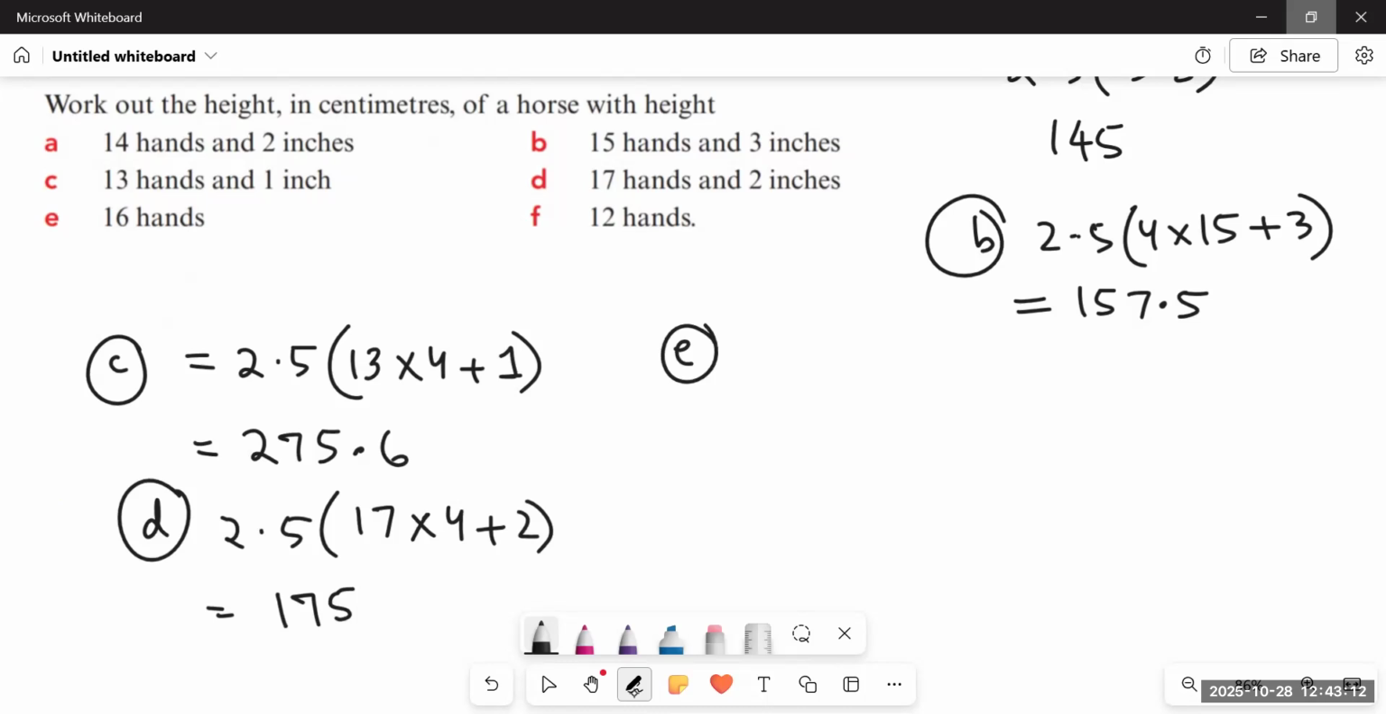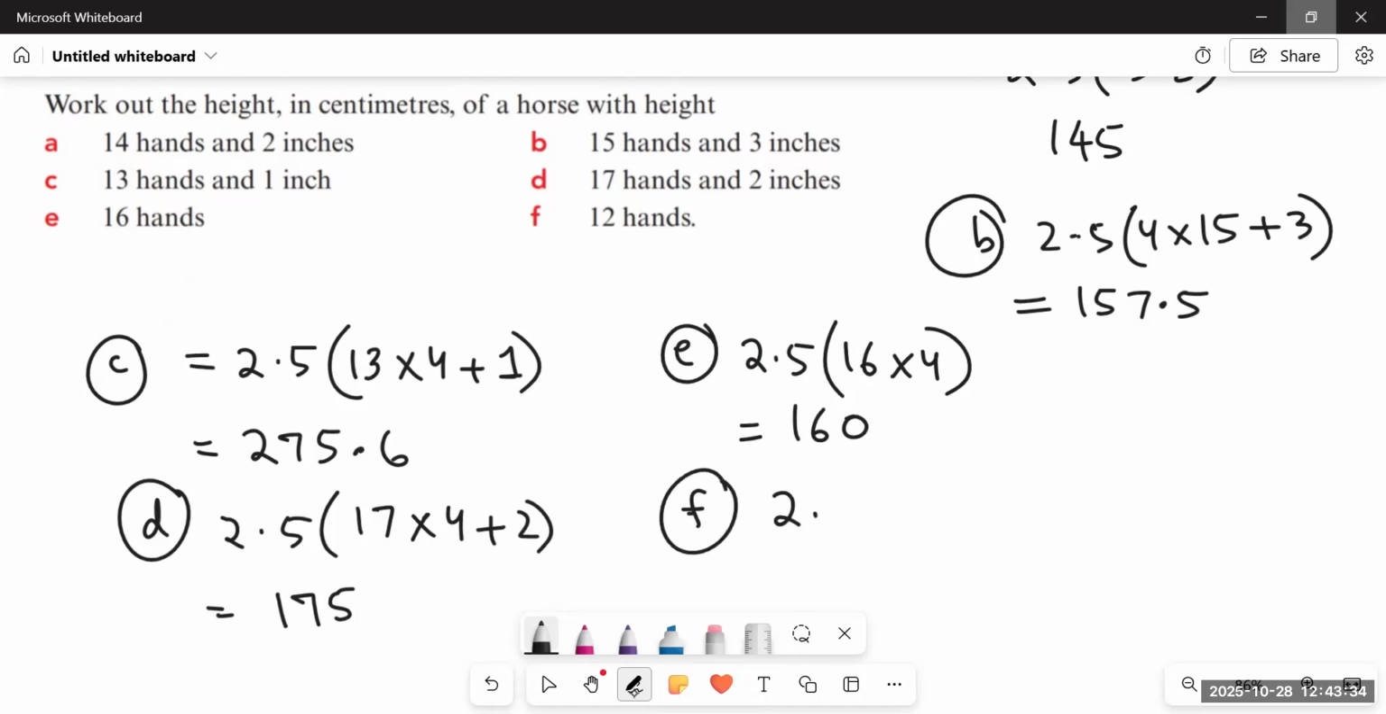Same way part E. There are just 16 hands, no inches. So what are we supposed to do next? 2.5 into 16 multiplied by 4. No inches, so we are not supposed to add anything. 16 fours are 64. 64 multiplied by 2.5 is 160. So it's 160. Okay? In part F, it's 12 hands. So the same thing happens here. We'll simply multiply 12 with 4, which is 48. And 48 multiplied by 2.5 is equal to 120. And that's all we have to do.